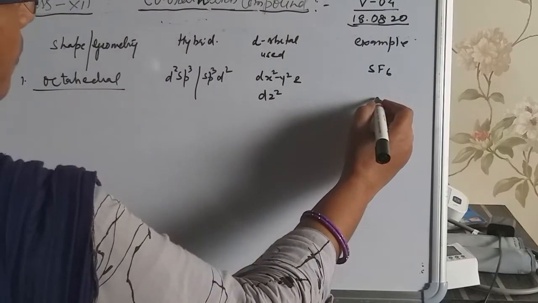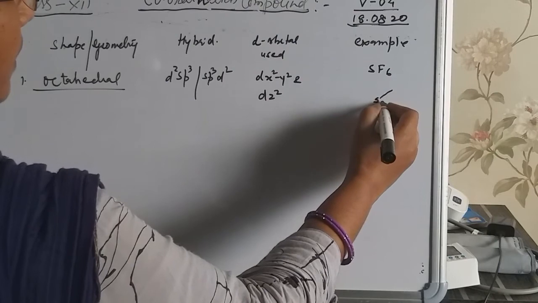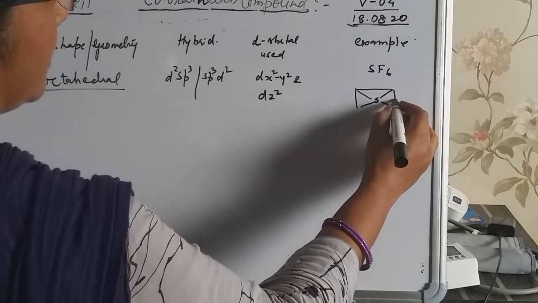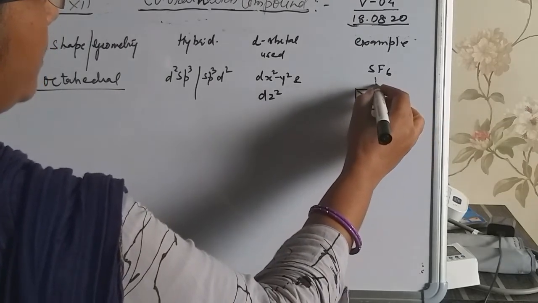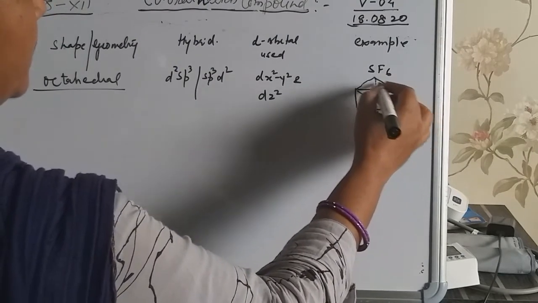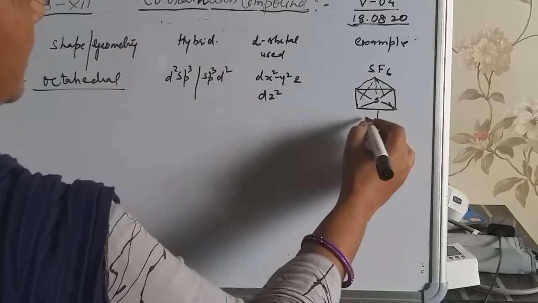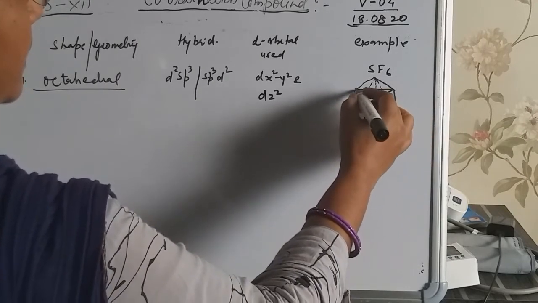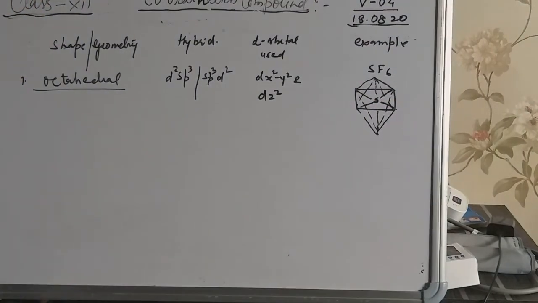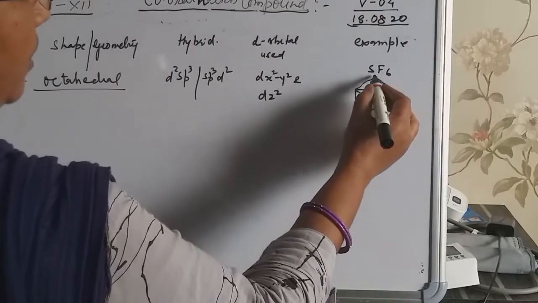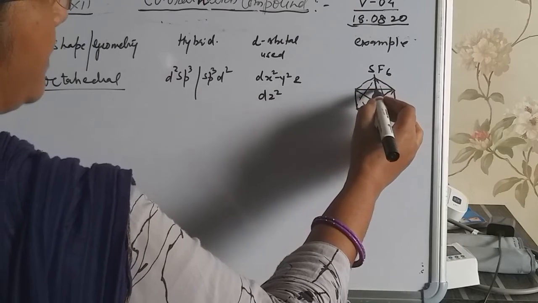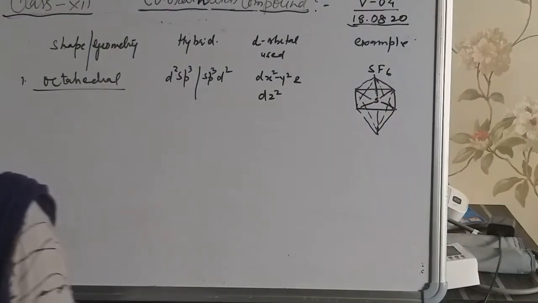We know the geometry of octahedral like this: 1, 2, 3, 4, like this, and one from here and one from here. So this way you can draw the geometry of octahedral. This is called the axial, this is called the equatorial. So the bond angle between axial and equatorial is 90 degree.